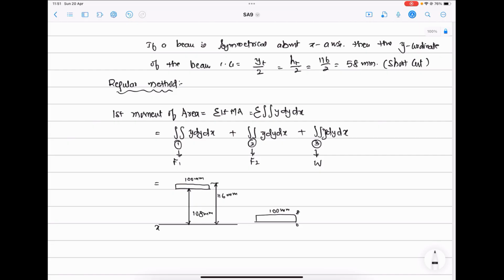From x-axis. This is the x-axis, this is also x-axis, because we are finding with respect to x-axis. For the web, this is the x-axis, web starts from here, web ends here. For x-axis, web is at the center, total is 100. For web, what is the web thickness? Web thickness is 10 mm.